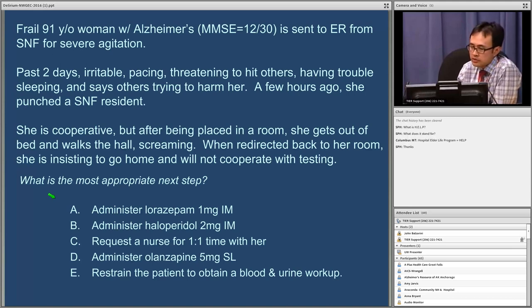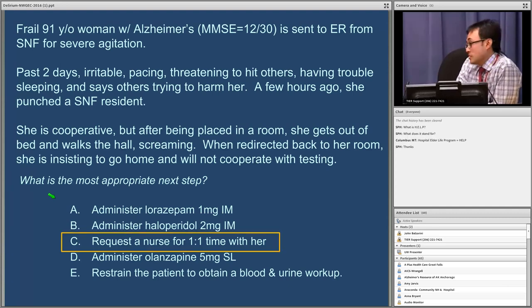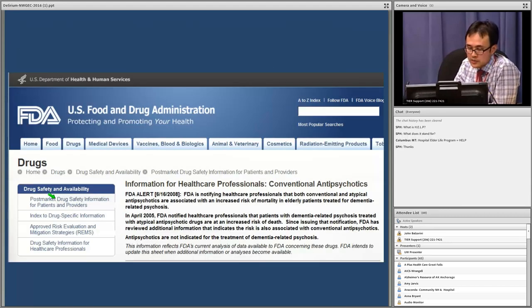She's cooperative, but after being placed in the room, she gets out of the bed and walks the hall screaming. When she's redirected back to her room, she insists on going home, and she will not cooperate with the testing that the physicians want to do. So what's the most appropriate next step? Administer lorazepam? No, after what we talked about. Administer Haldol? Not yet. Request a nurse for one-to-one time with her? Administer olanzapine, which is another antipsychotic? Or restrain the patient to obtain a blood and urine workup? The answer here is C, to request a nurse for one-to-one time with her at this point.